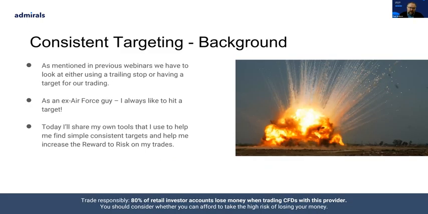So as I've mentioned in previous webinars, when you're looking to put a trade into the market, you are either going to use a target for your trade if it works out in your direction, or you might have a trailing stop, a stop loss which becomes a stop profit as you trail. And you generally have one of those two choices. There are lots of different ways you can do it, and there are many pros and cons for both. Neither one is perfect.